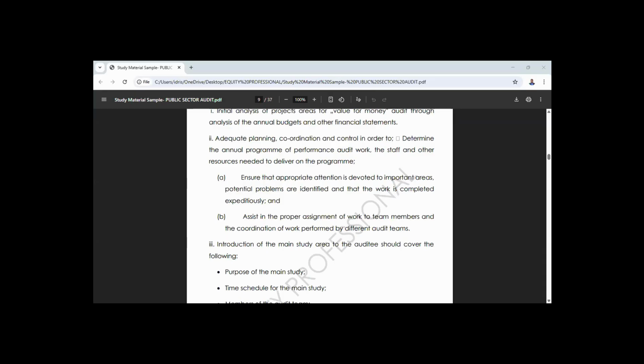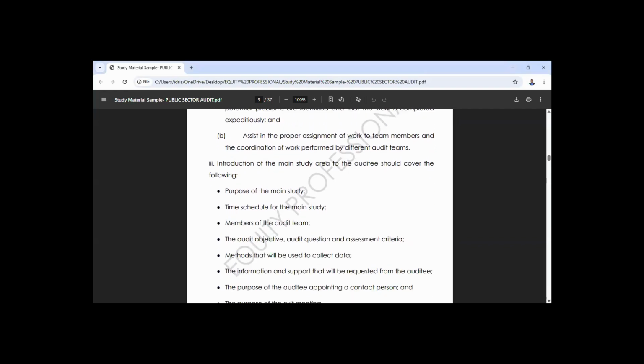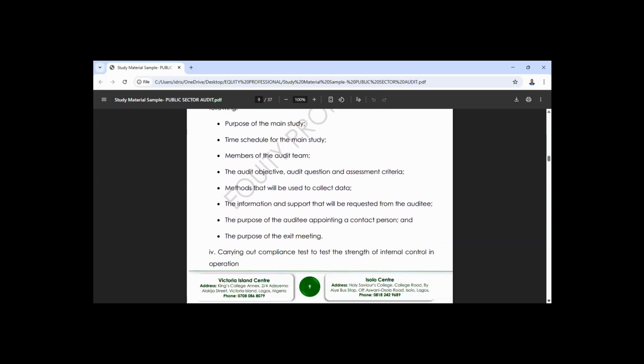Once you do your planning, you now need to introduce the main study area to the auditee. Those organizations and ministries that you want to audit, you need to let them know the area that you want to audit. You need to tell them the purpose of the study, the time covered, the audit team members, the objective of the audit, the method you want to use to collect data, and the information required. That is the third step in value for money audit.